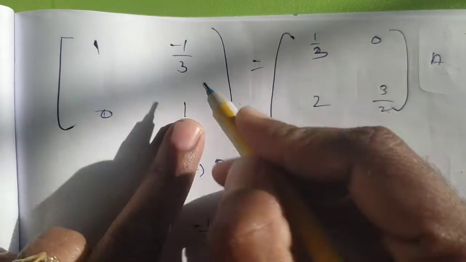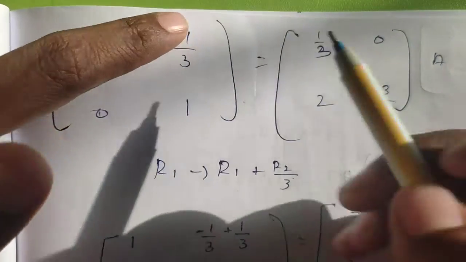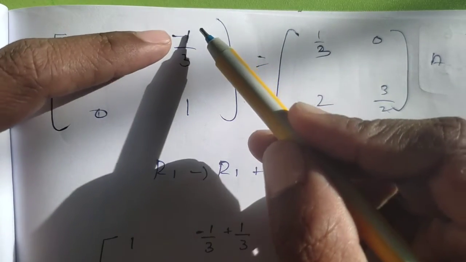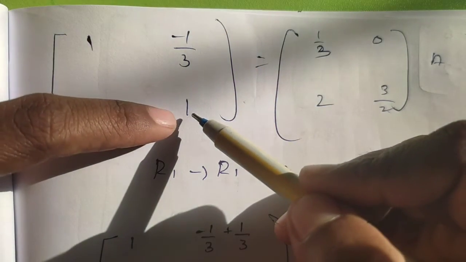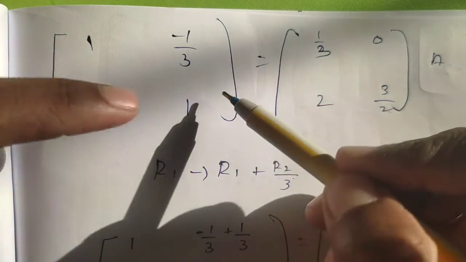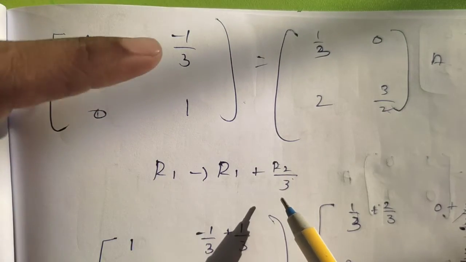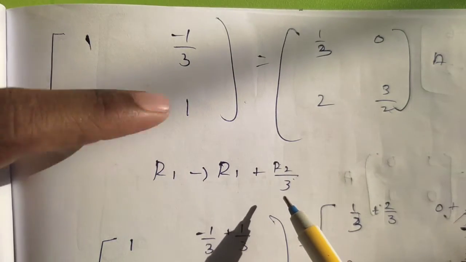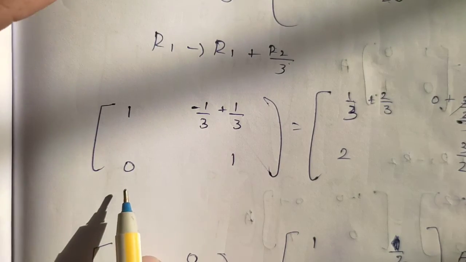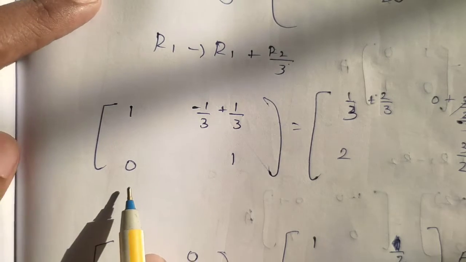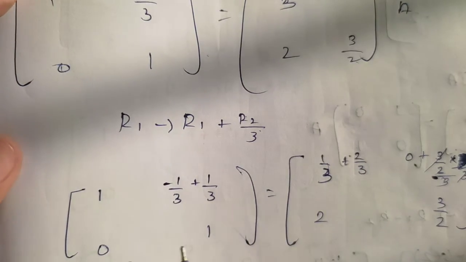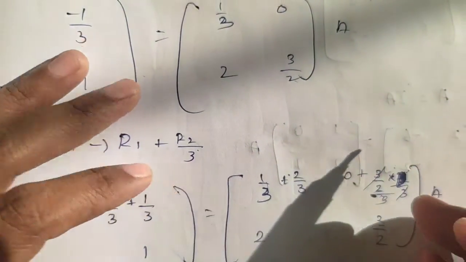Our next step is we should make this element 0. To make this element 0 with the help of R2, minus 1 by 3 plus 1 by 3 will give you 0. So I am just multiplying this R2 by 1 by 3. That is what done here. R1 plus 1 by 3 into R2. So do that. 1 plus 1 by 3 into 0, it will become 0. Minus 1 by 3 plus 1 by 3. And R2 is 0, 1. Same thing in the RHS side.